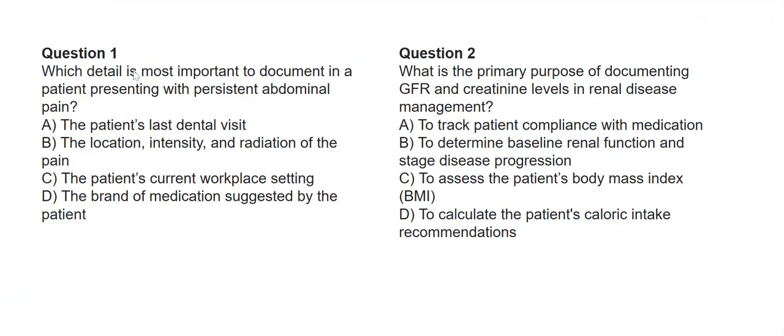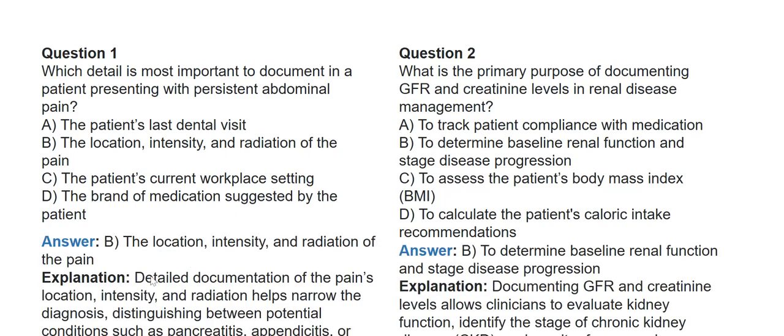Question 1. Which detail is most important to document in a patient presenting with persistent abdominal pain? A. The patient's last dental visit. B. The location, intensity, and radiation of the pain. C. The patient's current workplace setting. Or D. The brand of medication suggested by the patient. Definitely the answer is B, as detailed documentation of the pain's location, intensity, and radiation helps narrow the diagnosis, distinguishing between potential conditions such as pancreatitis, appendicitis, or gastroenteritis. Failure to document these critical elements can lead to diagnostic delays and inappropriate treatment.